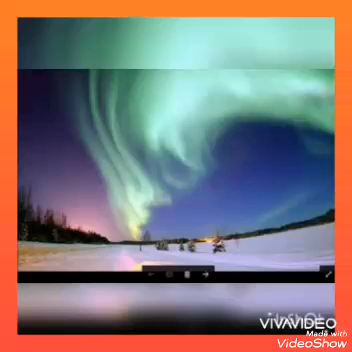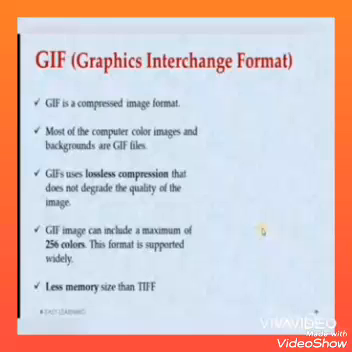Our next file format is GIF, which is Graphics Interchange Format. GIF is a compressed image format. Most of the computer color images and backgrounds are GIF files. GIFs use lossless compression that does not degrade the quality of the image. A GIF image can include a maximum of 256 colors. This format is supported widely. Most important point, less memory size than TIFF.